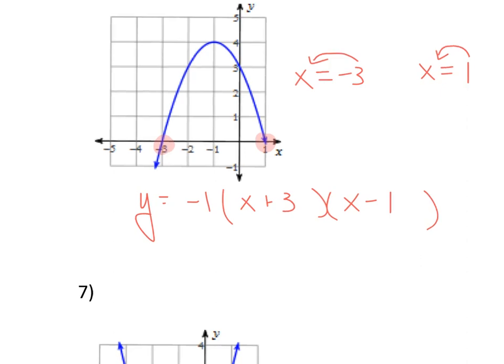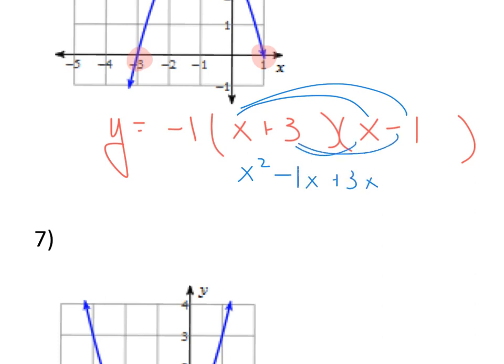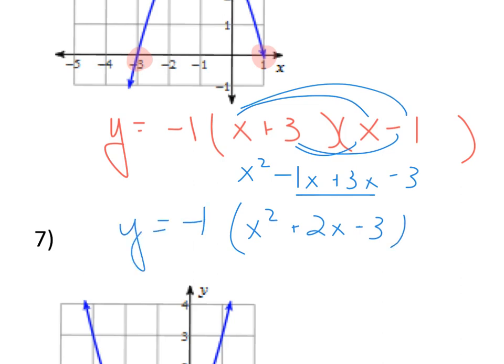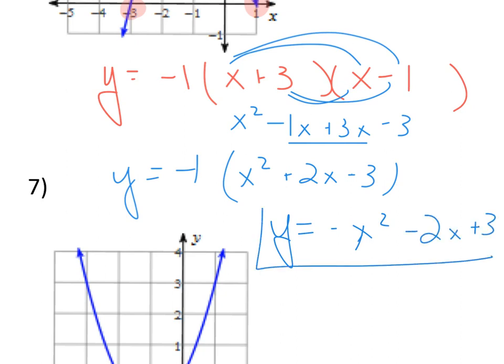Okay, now let's go ahead and FOIL that out. So I'm going to get x times x is x squared, minus 1x, plus 3x, minus 3. Combine like terms and get x squared plus 2x minus 3. Now I still have the -1 out front and an equals y. So now I'm going to distribute that negative through to all the parts and get y equals -x squared minus 2x plus 3. That is my answer.